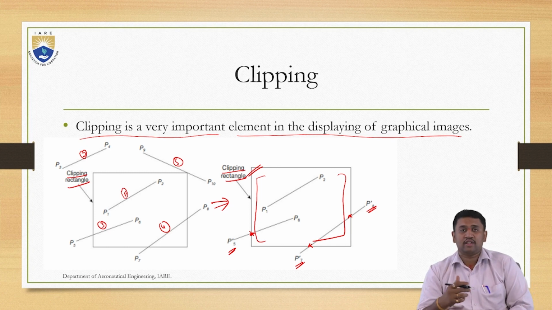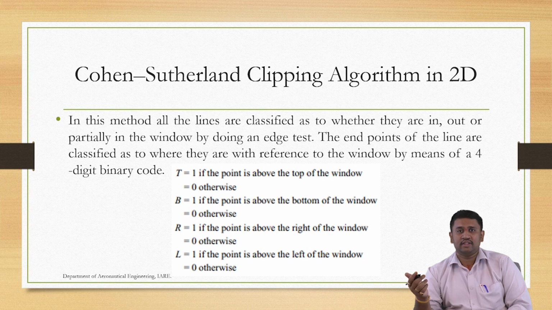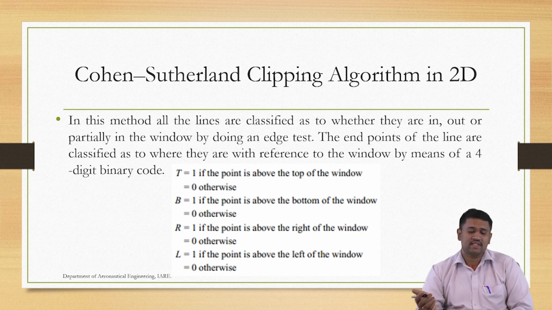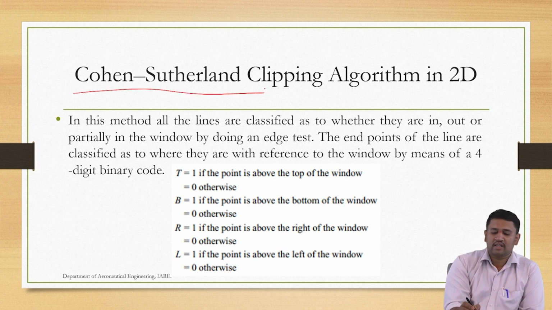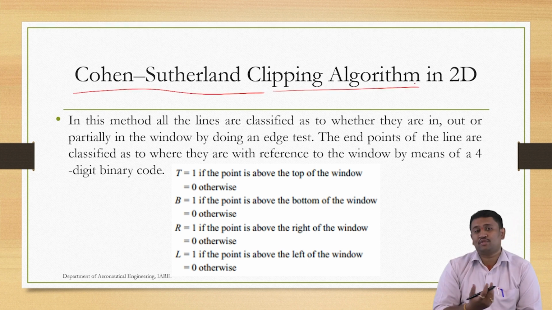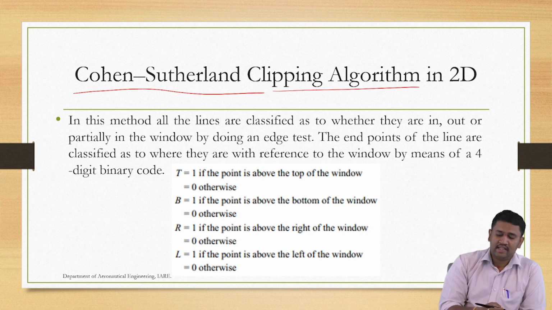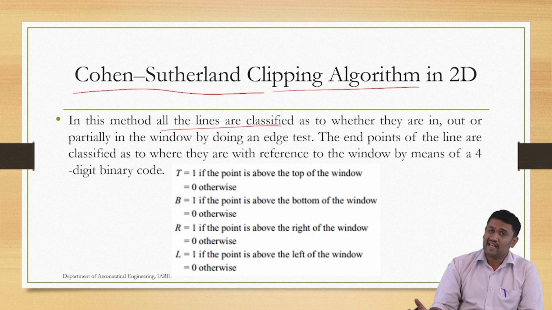The first algorithm to perform the necessary operation that we are talking about is the Cohen-Sutherland clipping algorithm, which is for 2D elements, basically lines, right? In this, all the lines we have discussed earlier are classified as either in or out, right? Either in or out.